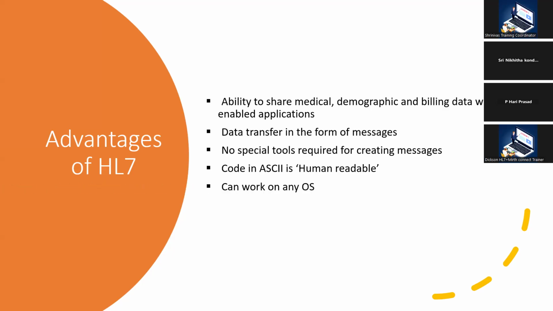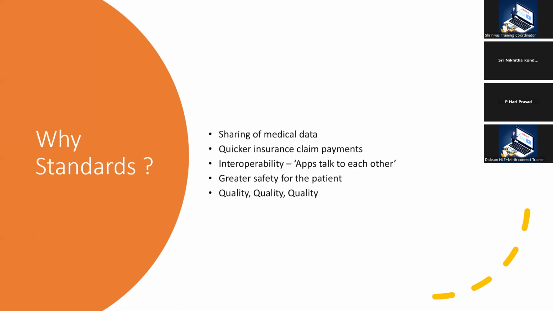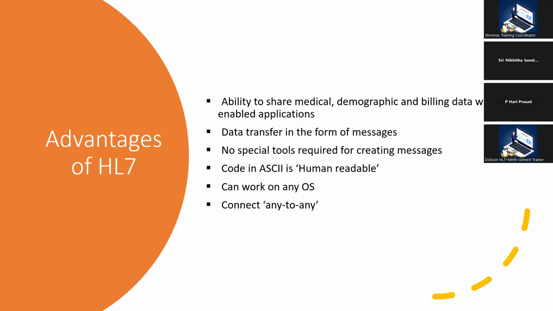HL7 V2 messages can work on any OS because we are working at the application layer, which is present in all the different operating systems. So it can connect from any system to any system, not dependent on OS. As it is a data message that can be transacted, it can connect from any system to any system using any protocol. You can use TCP/IP, SFTP, REST API, file reader, file writer, and so on.